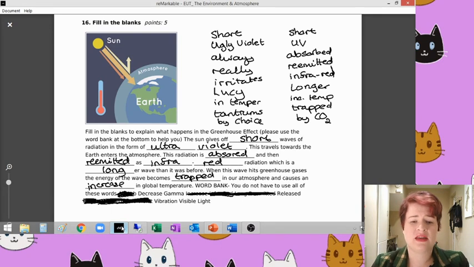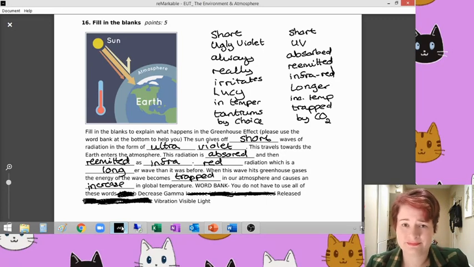Okay, so this again was adapted from a 6-mark exam question. And those are the key points that you'd have to write in. Okay, so: short, ultraviolet, always really irritates Lucy in temper tantrums by choice. That short UV is absorbed and then re-emitted as infrared radiation, which is longer than the UV radiation, longer wavelength, I should say. So that increases the temperature because it is trapped by greenhouse gases such as CO2. That is a very common exam question, both in chemistry, I think it comes up in physics, I'm pretty sure it's come up in geography once or twice, it might have even come up in biology. Okay. Get this nailed.